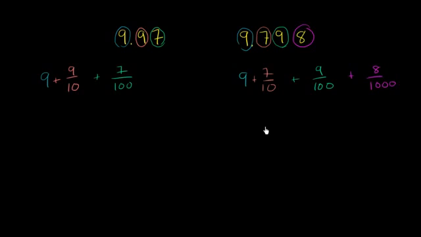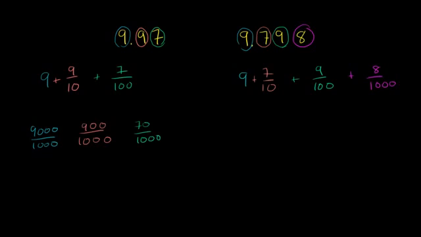So let's put everything in terms of thousandths so that we can add these all up and have two fractions over thousandths. So 9 is the same thing as 9,000 over 1,000. 9 tenths, well, if you multiplied it by 10, you'd get 90 over 100. Multiply by 10 again, you get 900 thousandths. 7 hundredths multiplied by 10 is 70 thousandths.